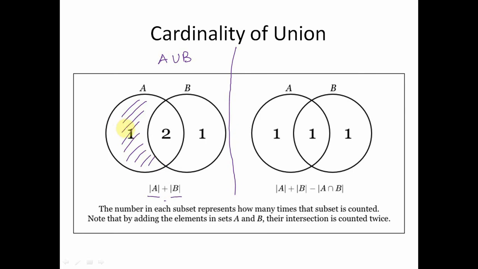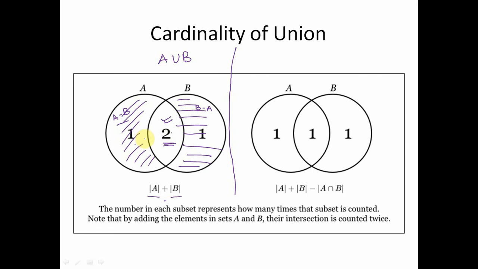which is the elements of A which are not present in B, so essentially this is A minus B, so these elements will be counted once. Similarly, these are the elements which again will be counted once. These are the elements B minus A, which are present in B but not in A. But what about these elements? These are the elements which are present both in A as well as B, so they will be counted twice. These numbers actually represent how many times the particular subset is being counted.